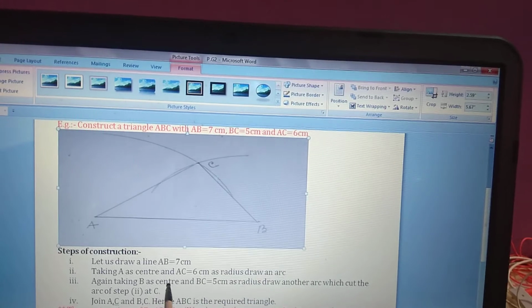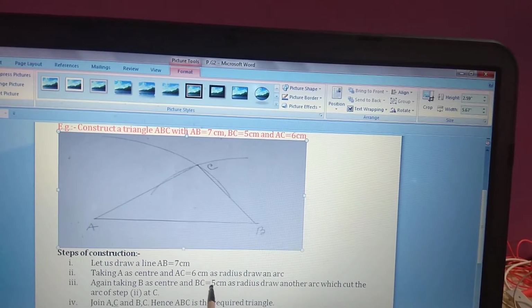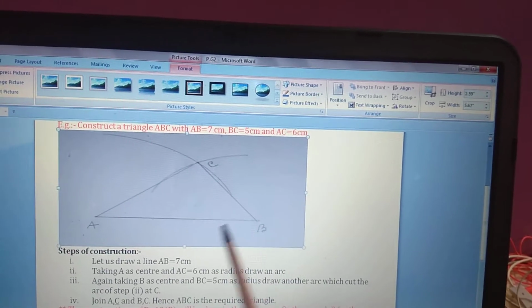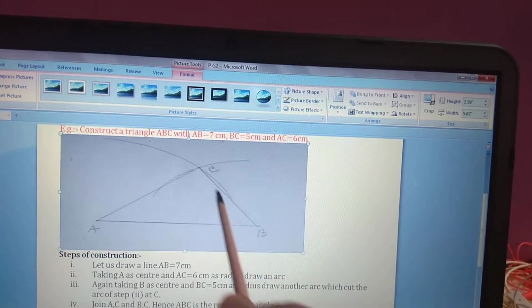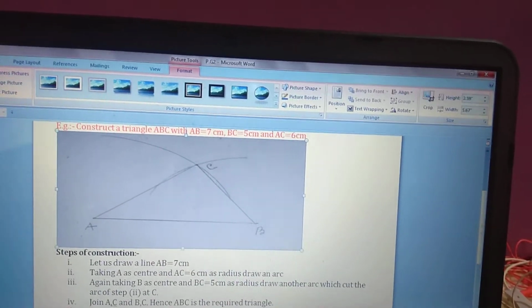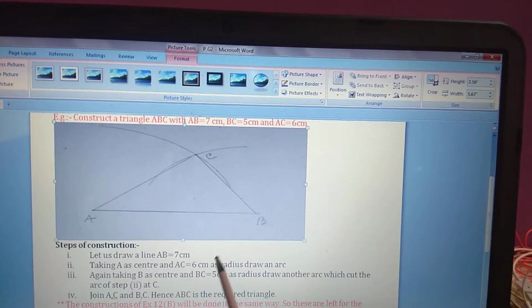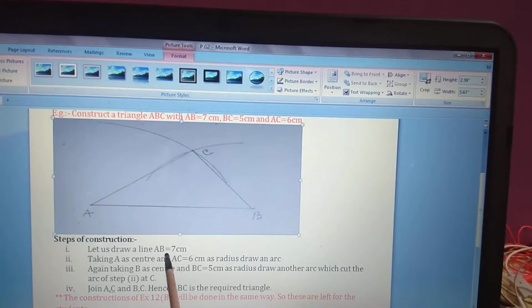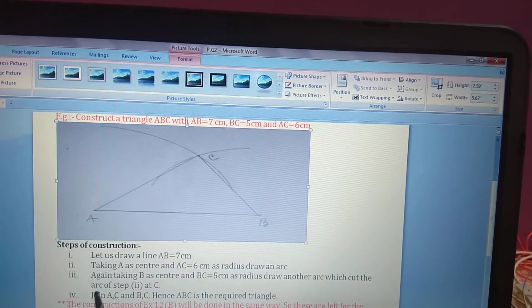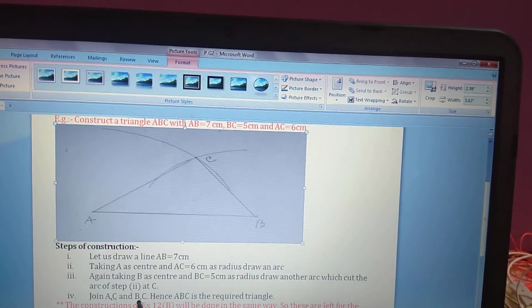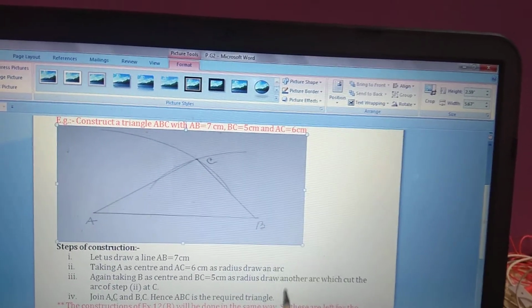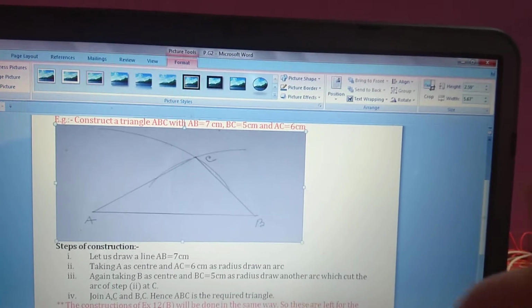Again taking B as center and BC equals to 5 centimeter as radius, draw another arc. So taking B as center and 5 centimeter as radius, we have drawn another arc which cut the previous arc at C. That means the arc of step 2 it has cut at point C. Then we have joined A and C and B and C. Hence we have got the required triangle ABC.